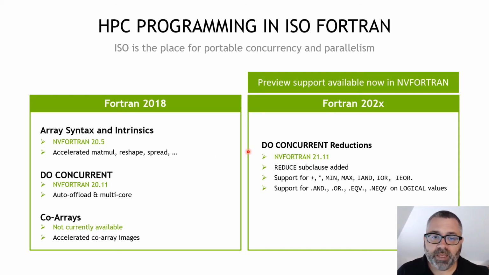Now, I already hinted that do concurrent is getting an update in the next version of Fortran, which is currently called 202X. And that's the introduction of reductions on do concurrent loops. This is a feature that previously, if you wanted to run do concurrent loops, you needed to pull out any reductions and call them separately. Now, do concurrent will have a reduce clause available to it. We've already begun implementing this and have it available in our compiler, and we know application developers that are already using this in their applications.